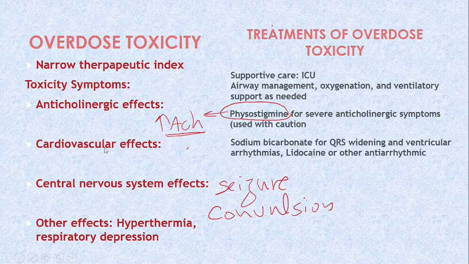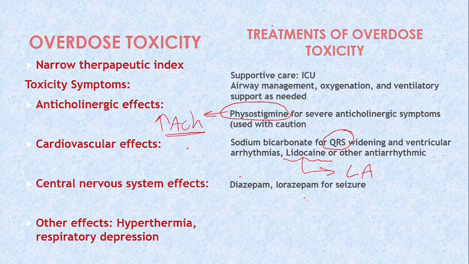The cardiovascular effects are usually arrhythmias, especially the most dangerous arrhythmias. Arrhythmia is corrected by sodium bicarbonate, which is used for the widening QRS complex, and lidocaine, which is used in cases of Torsades de pointes. The cardiovascular effect can be treated with sodium bicarbonate and other antiarrhythmic drugs like lidocaine. Lidocaine is a local anesthetic.